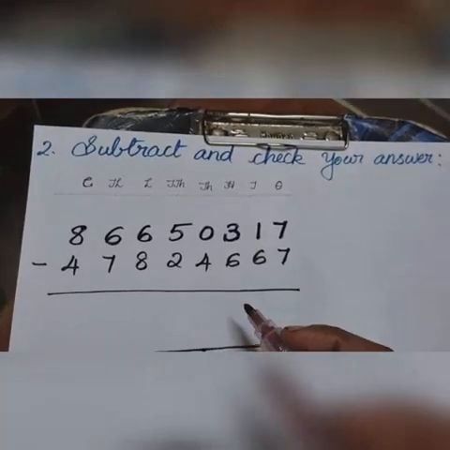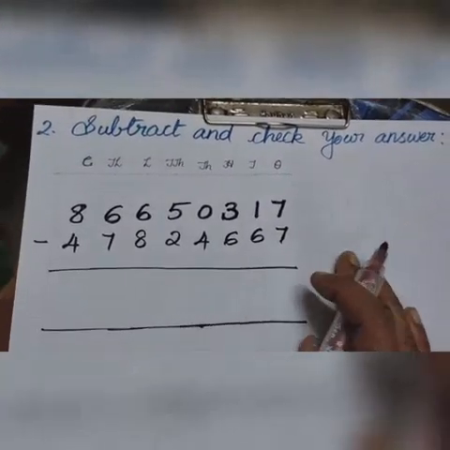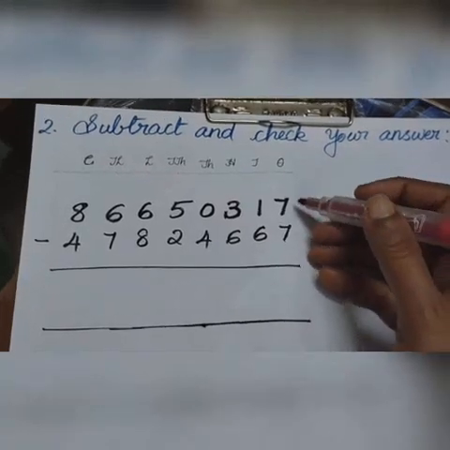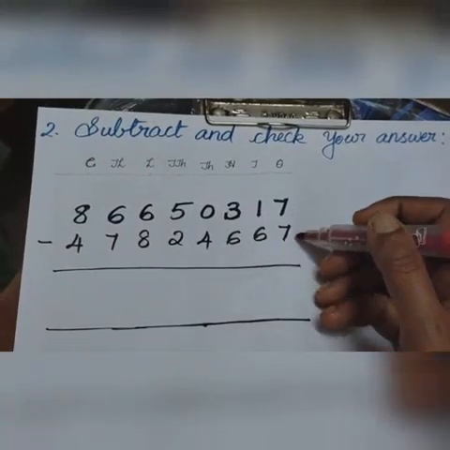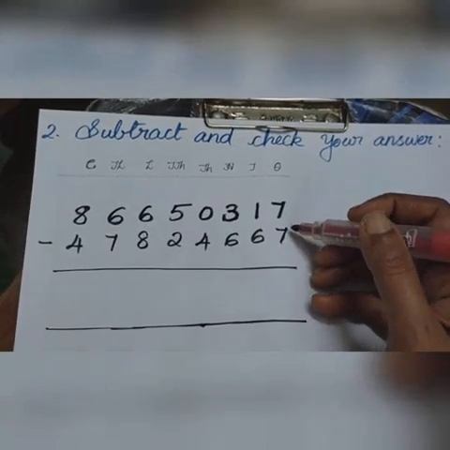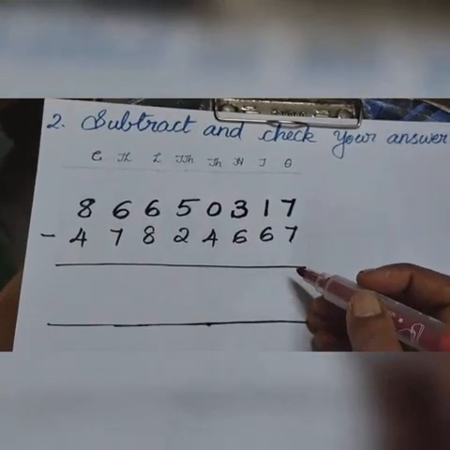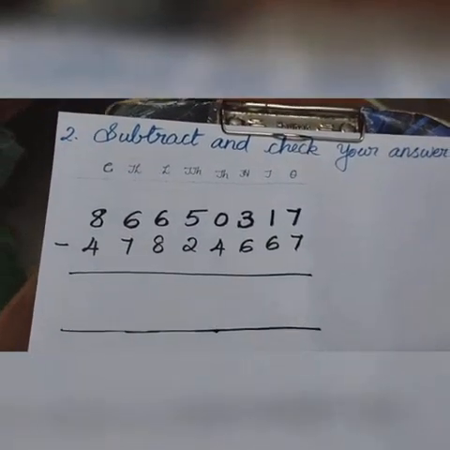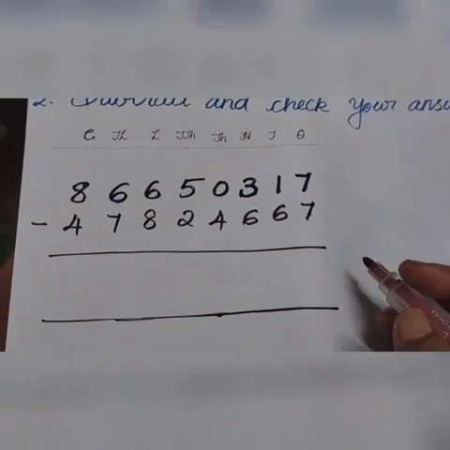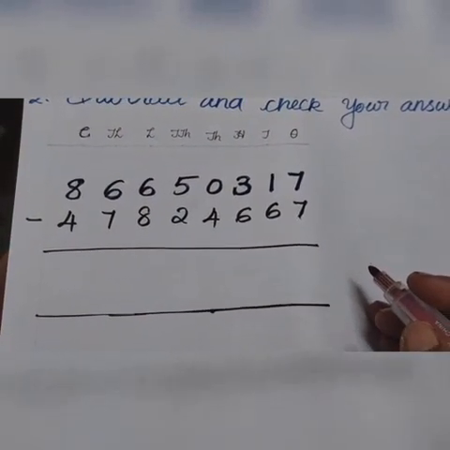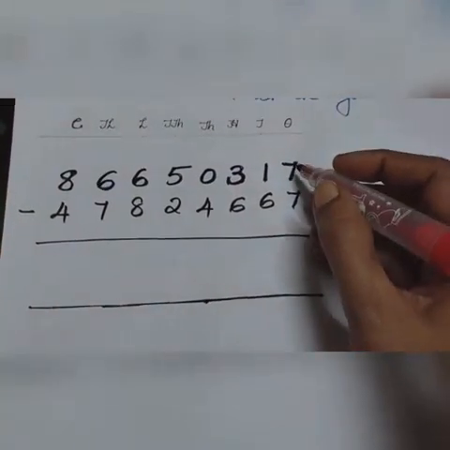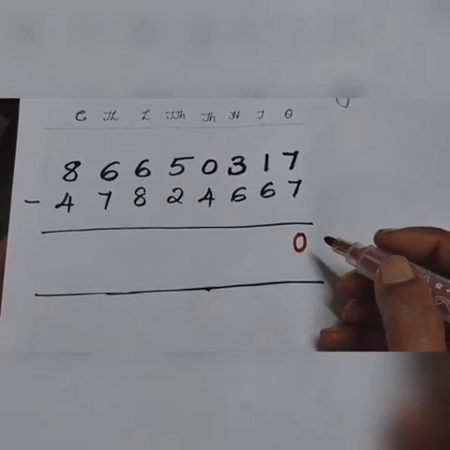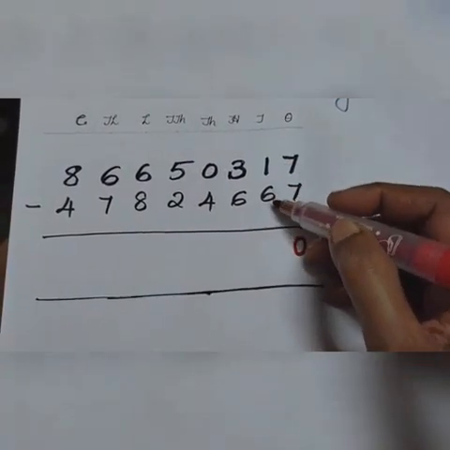Got it, children? How will you subtract in ones place? From ones place we have to start our subtraction. So in ones place what are the numbers? Yes, 7. Okay, children, how much is 7 minus 7? We all know what is 7 minus 7. Yes, we have the property, is it not? What is the property? When the same number is subtracted, the difference is 0, is it not? So here 7 minus 7, what is 7 minus 7? 0.